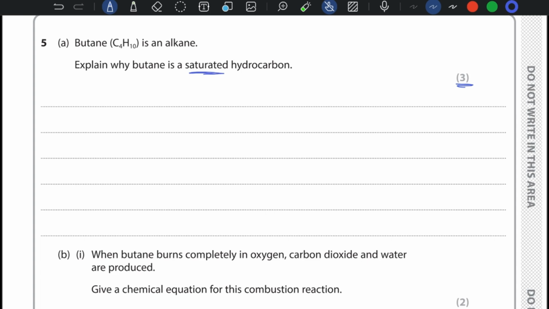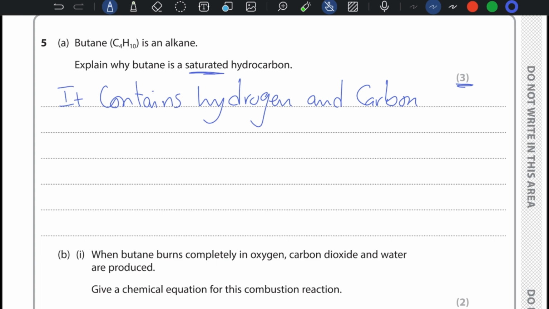Let's say for hydrocarbon we can say it contains hydrogen and carbon. 1 mark. And only, the word only is the other mark. Remember that only gives you the other mark. And for the definition of saturated, it contains only single bonds.